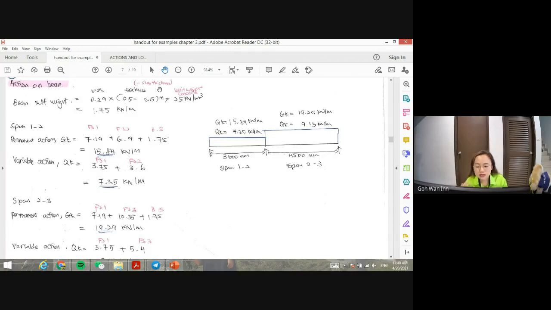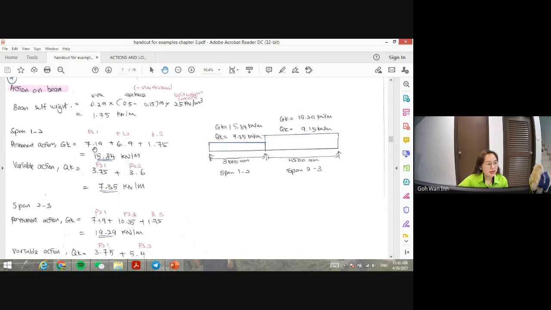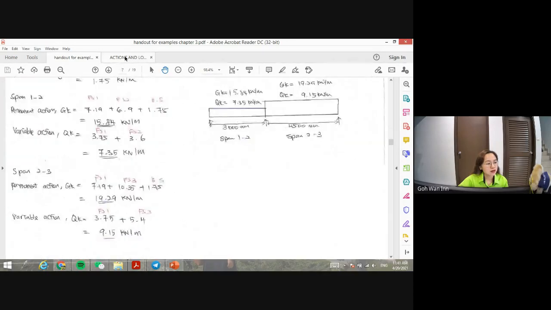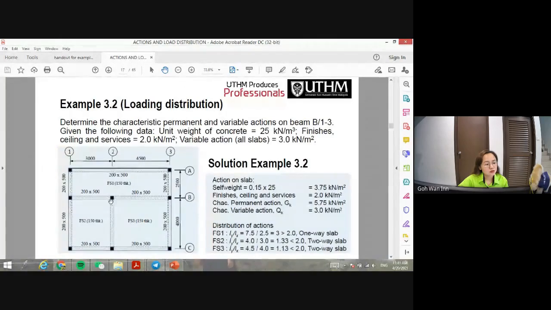So when you get the questions or design, you need to be extra careful. Either it's a rectangular beam, or it is a flanged beam, or it is a beam with precast. Double check, it's important here. And then times the unit weight, then you get the beam self weight. And then you need to get the load from the slab. So permanent action on span 1, 2, and span 2, 3. For this example you have 2 spans, right? You have span 1, 2, and span 2, 3.